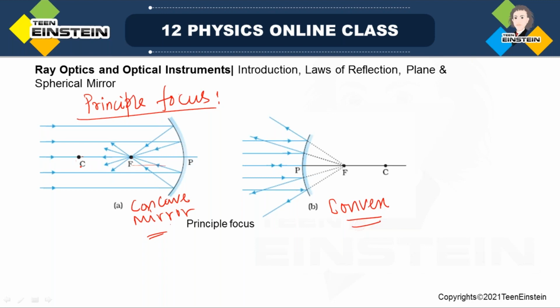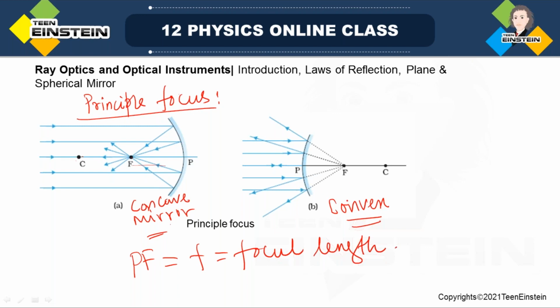Center of curvature is denoted by capital C. Pole is denoted by P. Principal focus is denoted by capital F, and the length of this line FP, or PF, whatever you say, is denoted by small f, called focal length. This is called focal length.